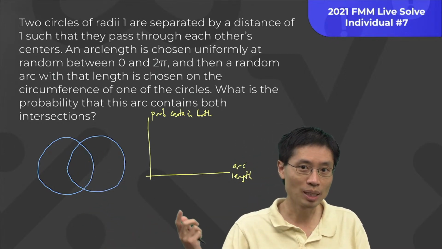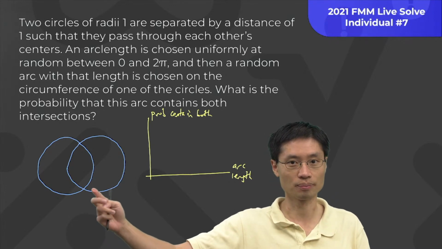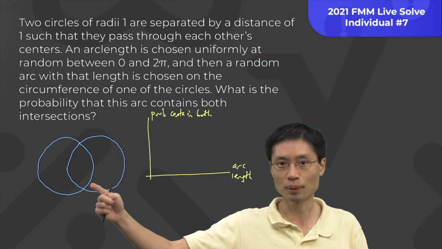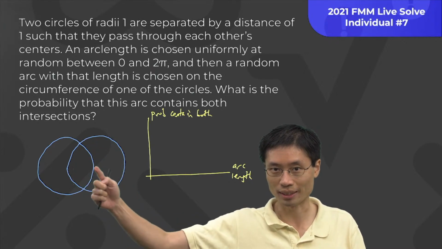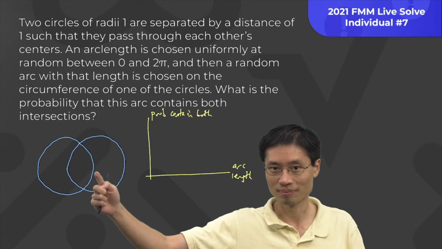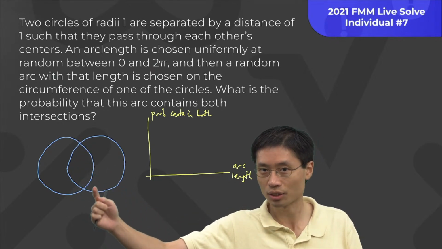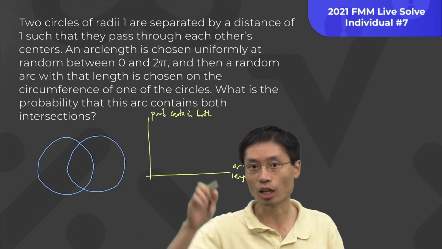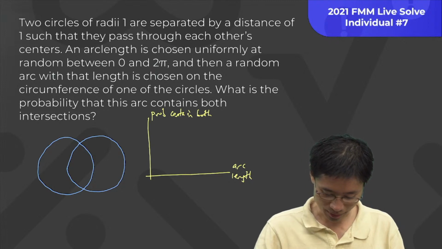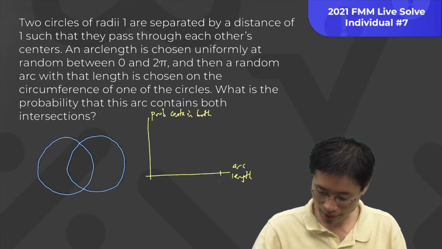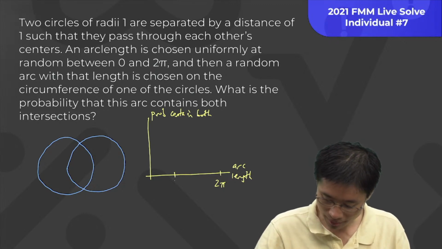In fact, the minimum arc length to cover both intersections is exactly 1/3 of your circle, of your circumference. And that's because this is like 60 degrees plus 60 degrees if you drew nice triangles here. Those would be equilateral triangles. So 1/3 of the entire circumference is where it starts. The radii are 1, so the circumference is 2 pi, and 1/3 of that is 2 pi over 3. Let's do this. So arc length of 2 pi, that's the biggest one. Here is 2 pi over 3.